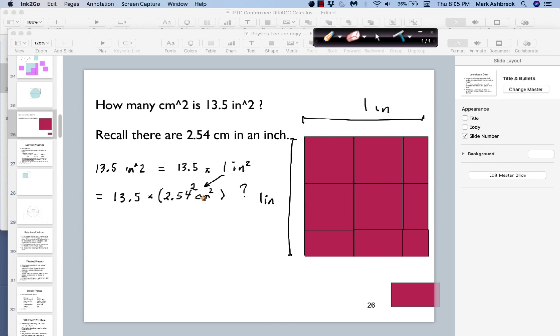So this is our conversion factor to get from inches squared to centimeters squared. And so then we get 13.5 times 2.54 squared, whatever that number turns out to be, will be how many centimeter squares are in 13.5 of these inch squares. So you've got to be careful. This is a common mistake that students make. They assume that if there's 2.54 centimeters in an inch, then there's 2.54 centimeter squares in 1 inch square. That's not right. And this picture shows it, right? So you need 2.54 squared.